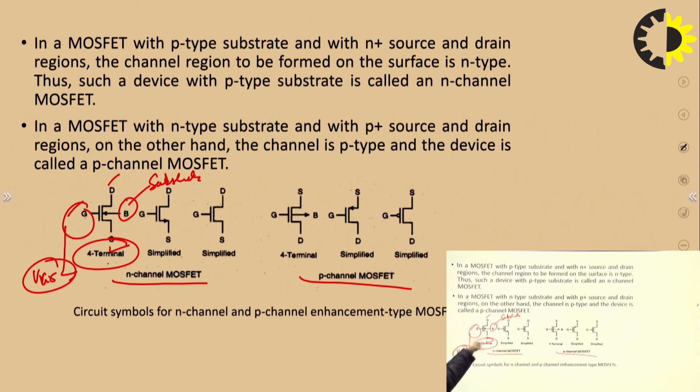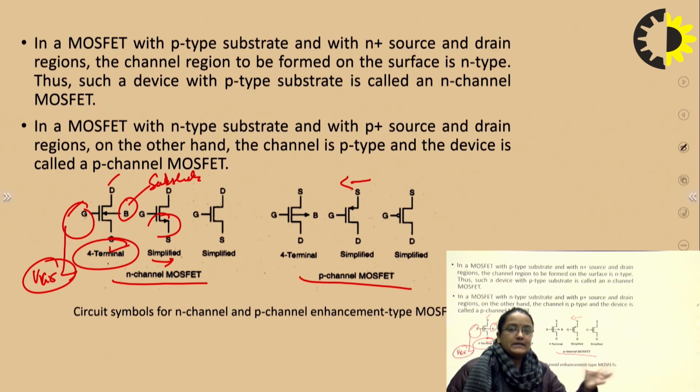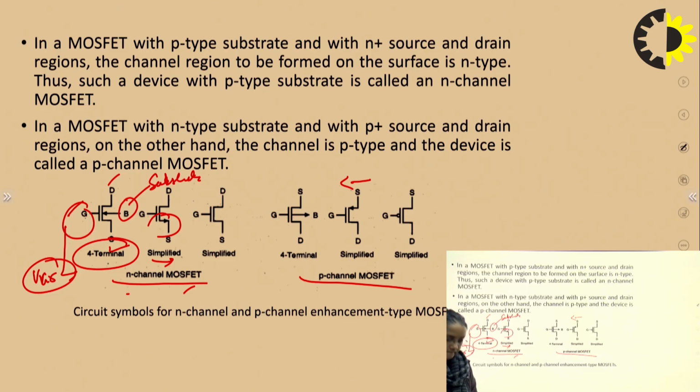If we consider a more simplified diagram, then this is the most simplified symbol of the N-channel MOSFET. Similarly for P-channel, the main difference is that in N-channel the arrow is outside and in P-channel it is inside. Everything else remains the same, only the sign gets changed in the case of N-channel and P-channel. In this way, these two differ from each other. So this is the basic circuit symbol of N-channel and P-channel enhancement type MOSFET.